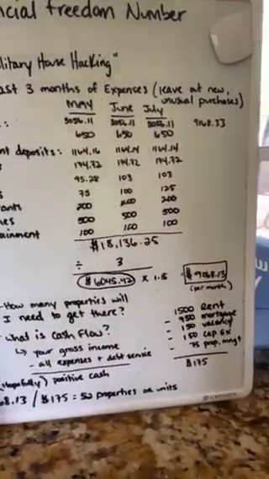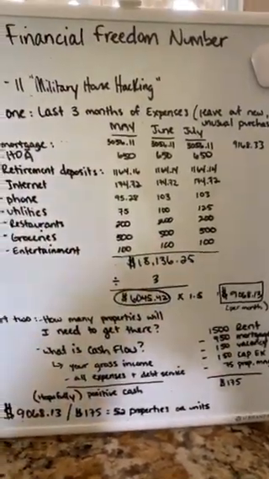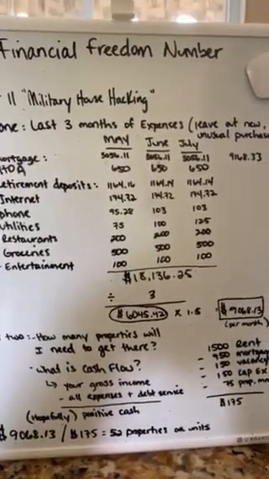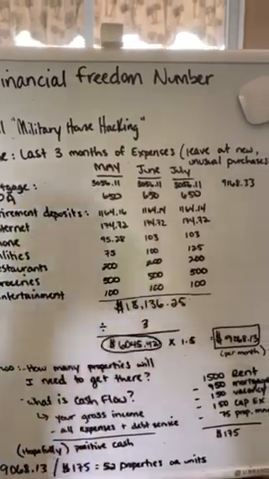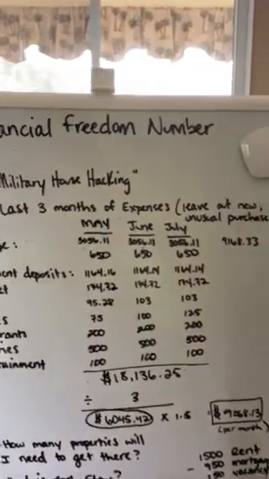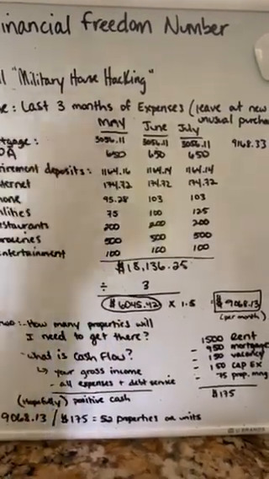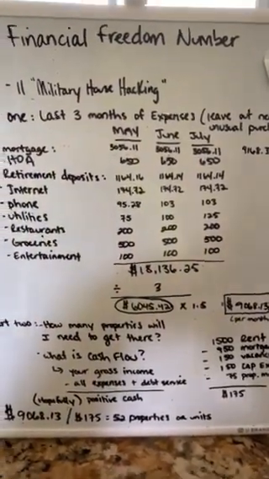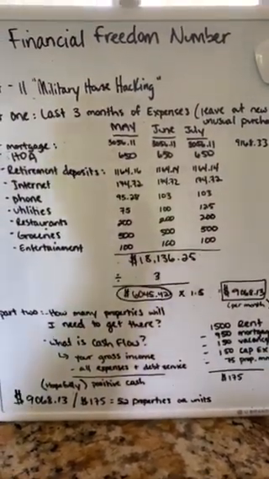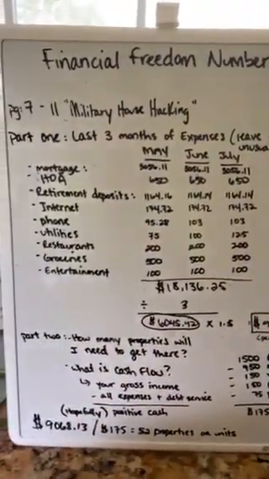You notice I got mortgage and HOA on there. That's a homeowners association, and these are real amounts. Unfortunately, it hurt to write it, but I'm doing pretty well with it. Some of my retirement deposits, internet, phone, everything. After adding it up, I came up with 136.25, and we're going to divide that number by 3 to get an average monthly expense. That average monthly expense is $6,045.42.